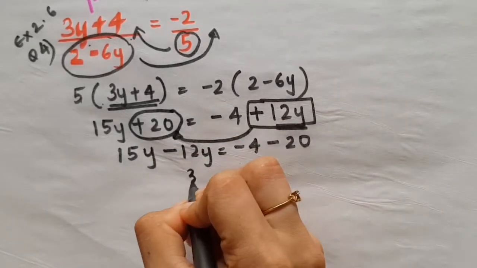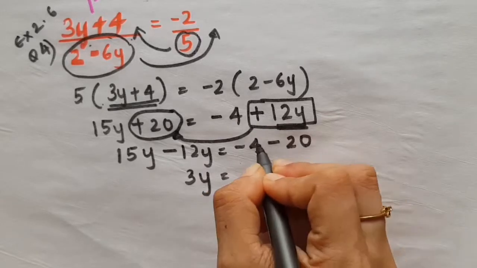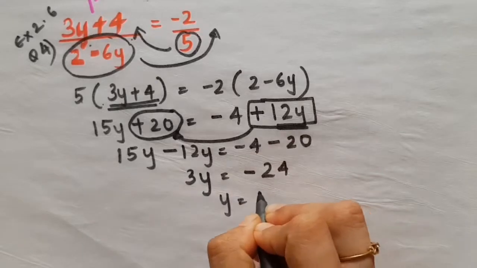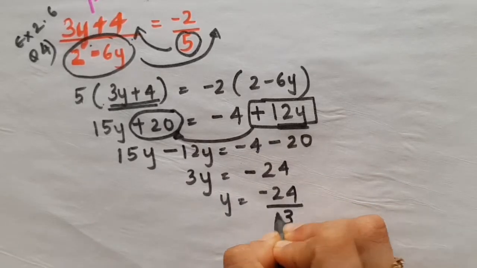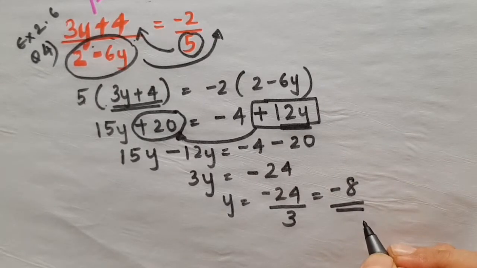So solve it further. You have 3y is equal to minus 24. Minus and minus, you have to add it, but put the minus sign. So y is equal to minus 24 by 3, that is equal to minus 8.